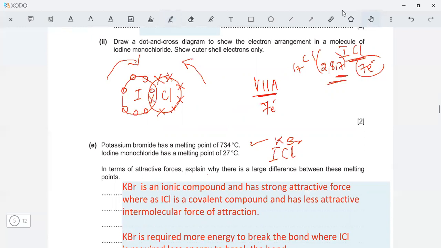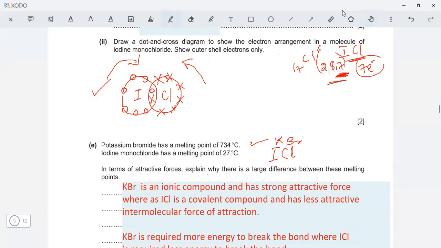For example, here we have chlorine, atomic number 17. So the electronic configuration is 2, 8, 7. That means 7 electrons are in the outermost shell. So you have to show the outer shell electrons only. All the halogen elements will have 7 electrons in their outer shell. Basically, you have to take the outer shell electrons only.